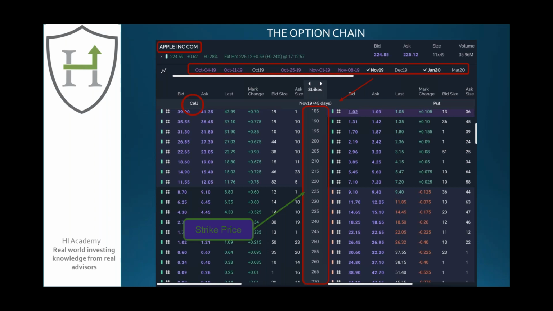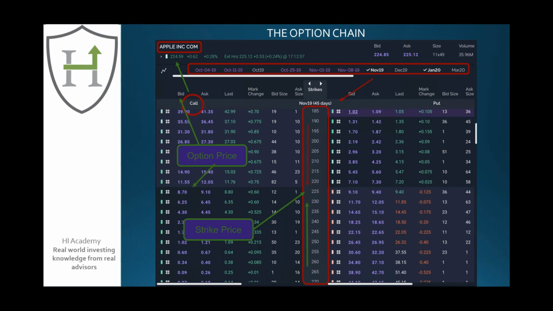50% return on Apple shares, pretty good return, right? So I would take a peek and say, hey, let's look at the option price in the bid column. For me, it looks like it'd be $8.70 I could get per option. One contract, though, covers 100 shares.